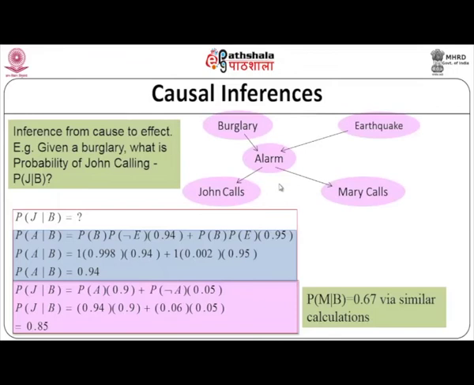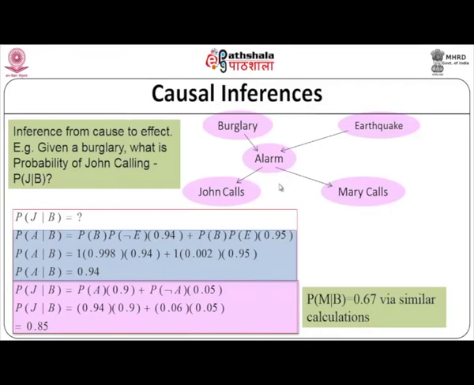So, probability of burglary into probability of not earthquake into 0.94, because that is given, plus probability of burglary into probability of earthquake into 0.95, which we got from the conditional probability table. So, that is nothing but 0.94.